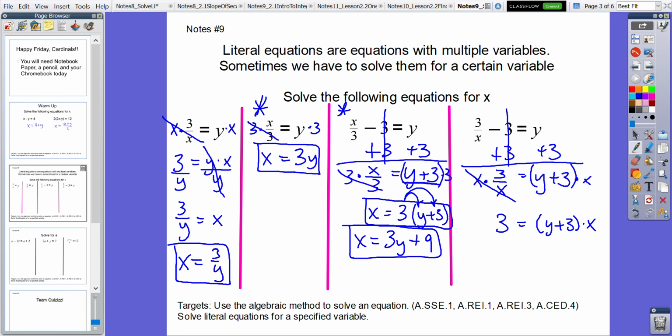Now the nice thing about y plus 3 being its own number is that I can treat it like that. If this were any number besides y plus 3, if we had a value for y that we could substitute in and just get a single number, this would make everything so much easier. But because we don't have a value for y, I'm just going to go ahead and divide by y plus 3 on both sides. And in this case, I'm left with 3 divided by (y plus 3) as my solution for x.